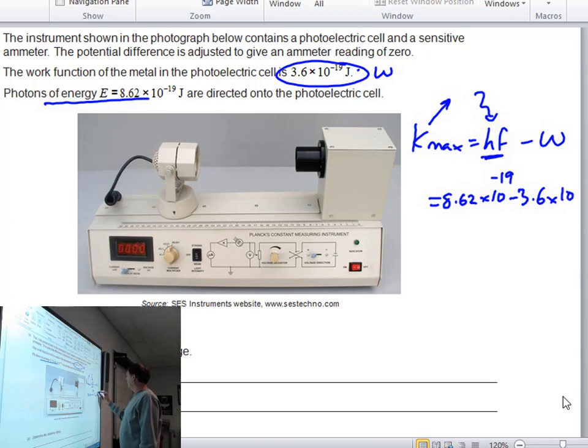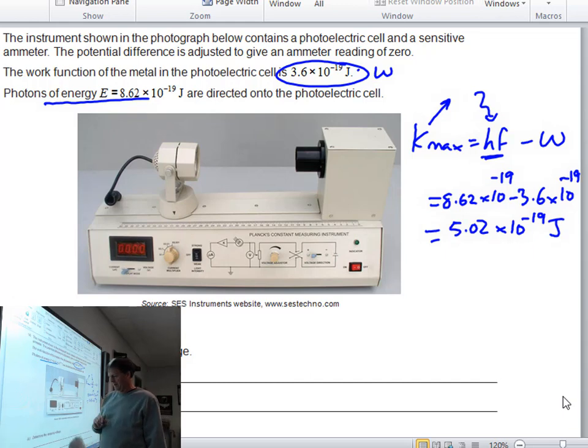So that's by 10 to the minus 19. So looking at those two there, if you do that, you're going to get 5.02 by 10 to the minus 19 joules. So that's the kinetic energy of electrons coming off here. Now, but that's asked me for the stopping voltage here.